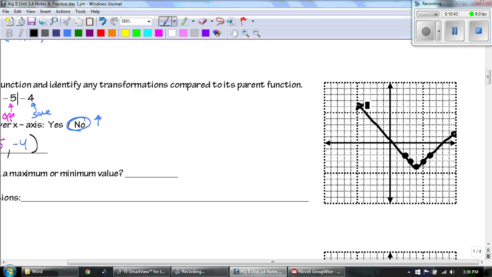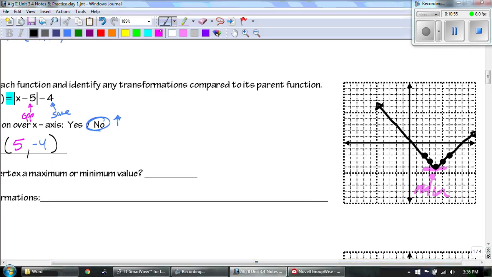Okay? Now, do we have a minimum value or a maximum value? Well, right there, I see the min. That's as low as it gets. So we would say that it has a minimum value.